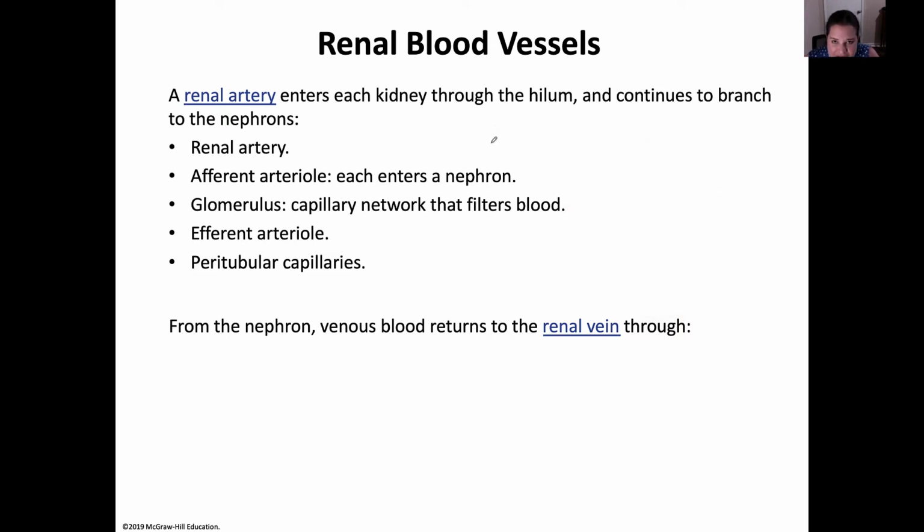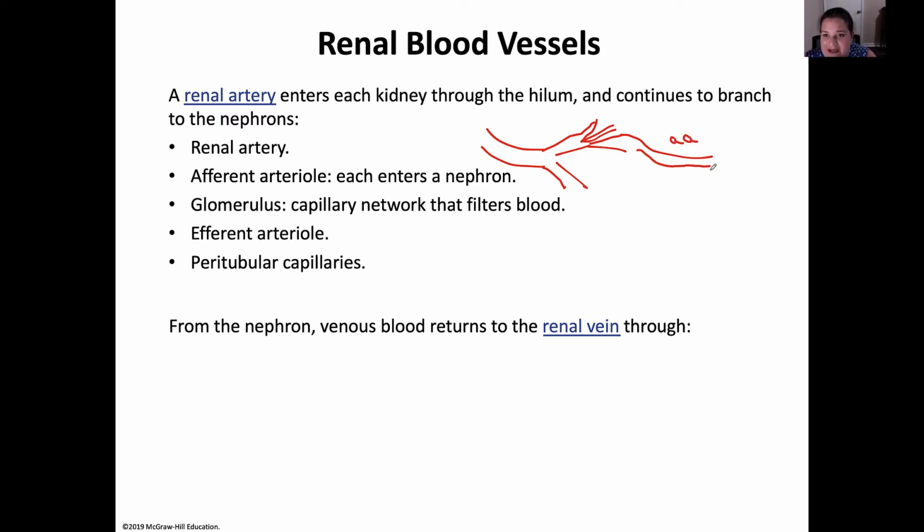But just know that from that renal artery that comes into the kidneys, that renal artery is going to branch into smaller and smaller branches, right? Ooh, I'm a horrible drawer. Anyway, smaller branches until we reach what is going to be called the afferent arteriole.